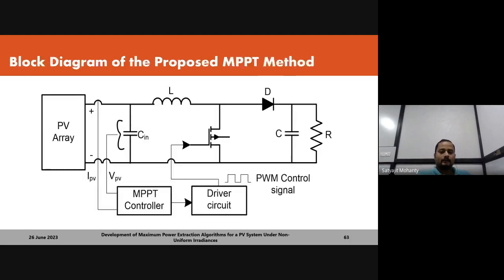Okay, so this is the system which I used. You can see here it is not voltage dependent. So what I did directly, I implemented the metaheuristic technique, the MPPT controller connected to a driver circuit, which is responsible for the generation of the PWM signal.